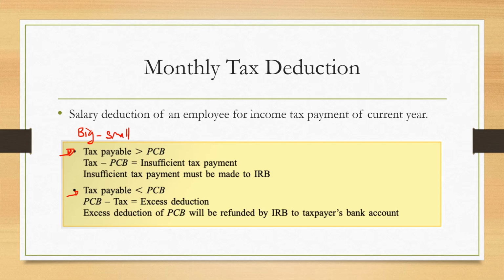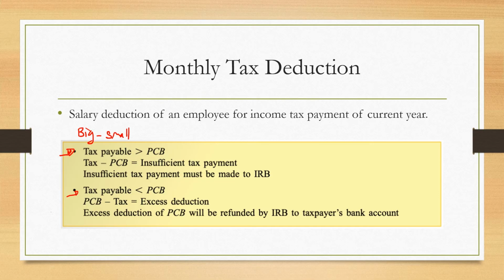So tax payable is less than PCB, that means your PCB is larger. Alright, so PCB, the bigger figure, minus tax, the smaller figure, equals excess deduction. It's as simple as that. So that's all you need to remember. If you see tax payable is greater than PCB, it is bigger figure minus smaller figure, tax minus PCB. If tax payable is less than PCB, bigger figure PCB minus smaller figure tax. Alright, simple as that. Now let's look into a question taking into account monthly tax deduction.